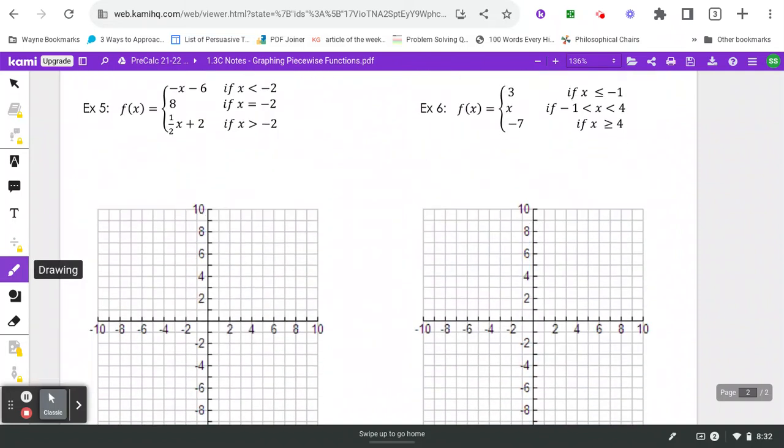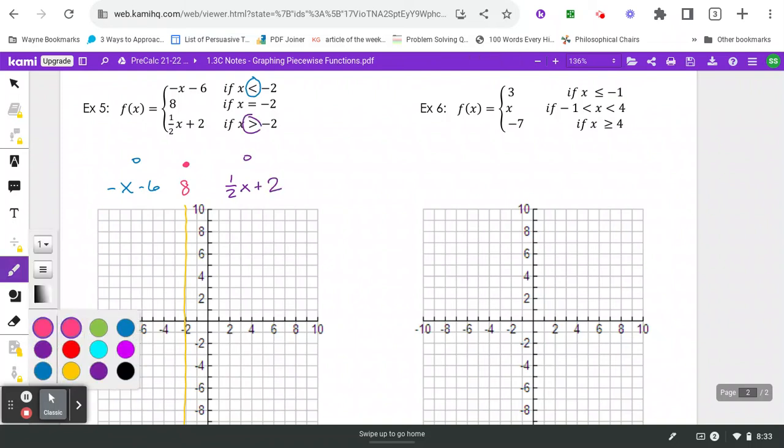All right. Example 5. Here we have 3 things. So we're going to have something to the left of the line, something on the line, and then something to the right of the line. So let's draw our line at -2. And then to the left of the line, you see the less than, we're going to have -x minus 6, open dot. On the actual line, which I'm going to do in pink, is the point 8. And that's going to be a closed dot because of the equal sign. And then to the right of the yellow line, we're going to have 1/2 x plus 2 with an open dot. So that corresponds to that. This one will go with that one. Try to color code it for you.